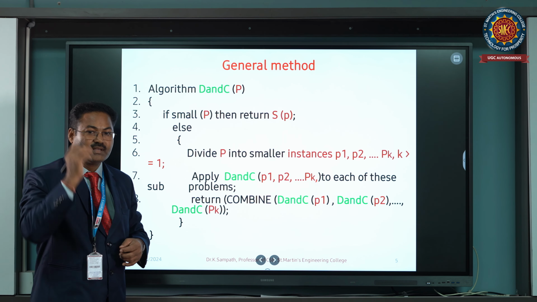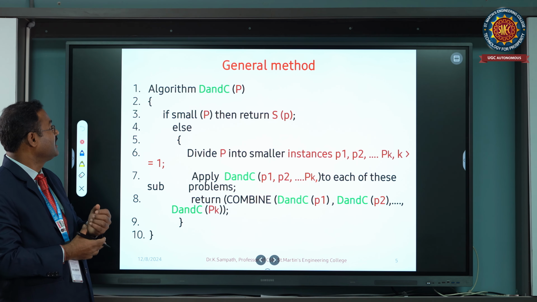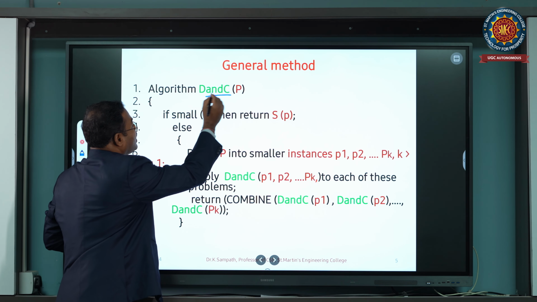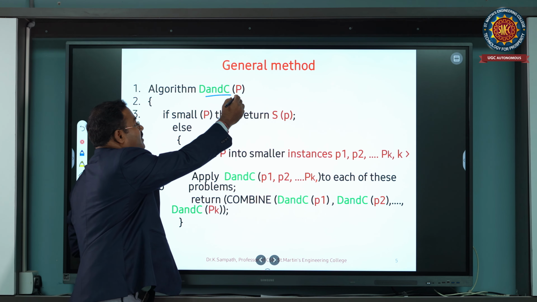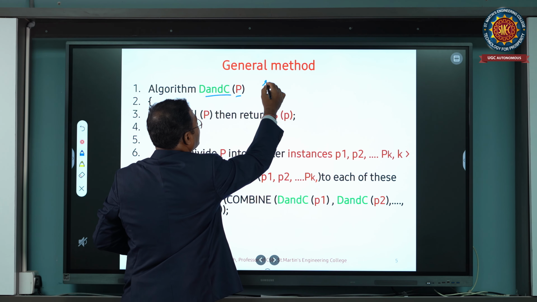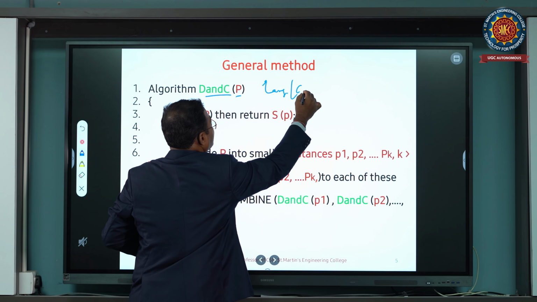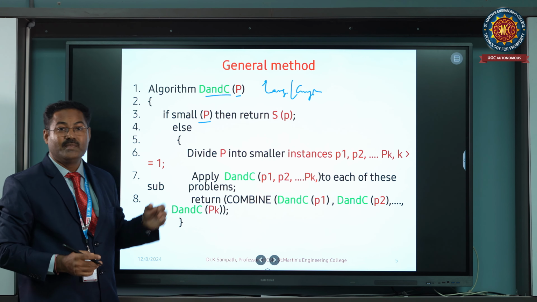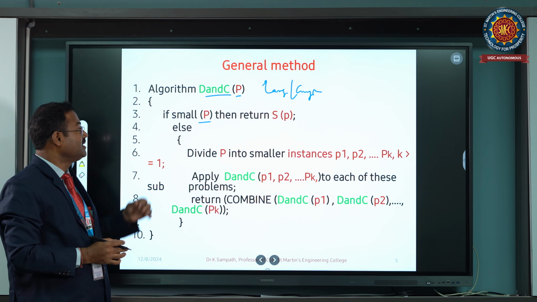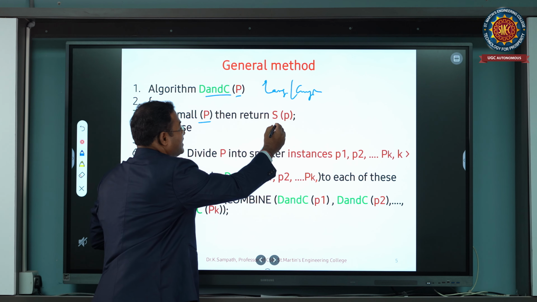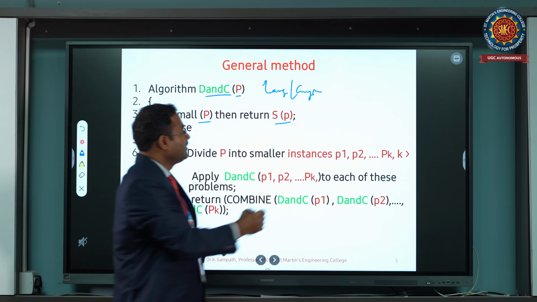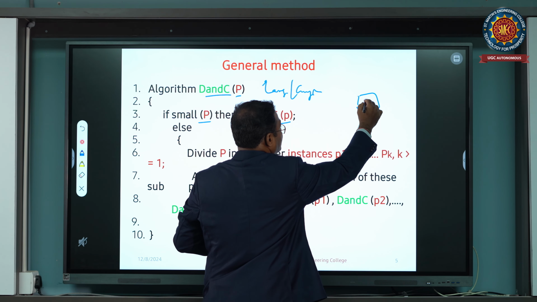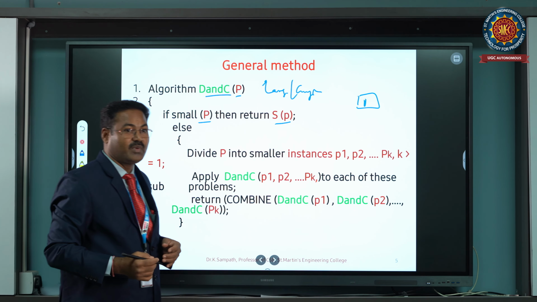Now, I want to discuss the general method of divide and conquer. Here, first is the algorithm divide and conquer. P is a problem. The problem may be large or complex. First I have to check whether the given problem is small or not. If the problem is small, return S(P). A problem is small when only a single element is there.